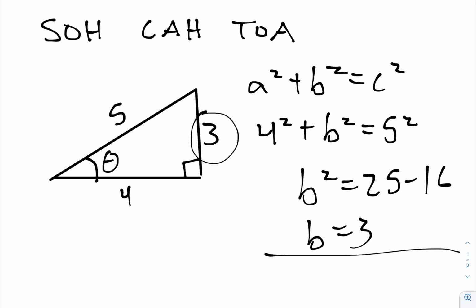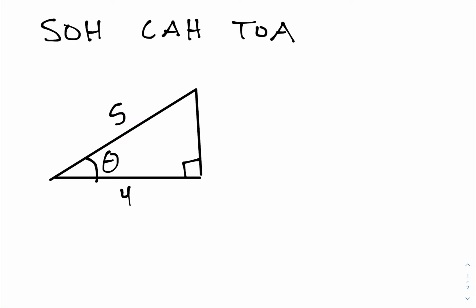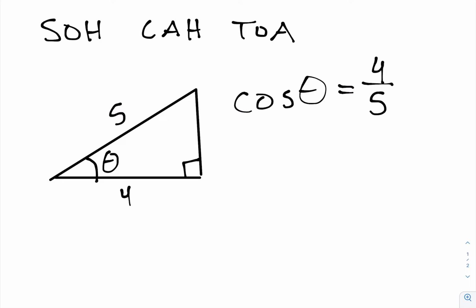Because with SOHCAHTOA, if you know the adjacent side and you know the hypotenuse side, right? If you know this side right here to be 4, you know this side here to be 5, you can just use the cosine function. So the cosine of theta is the a over h, which is 4 over 5. And you can use this.